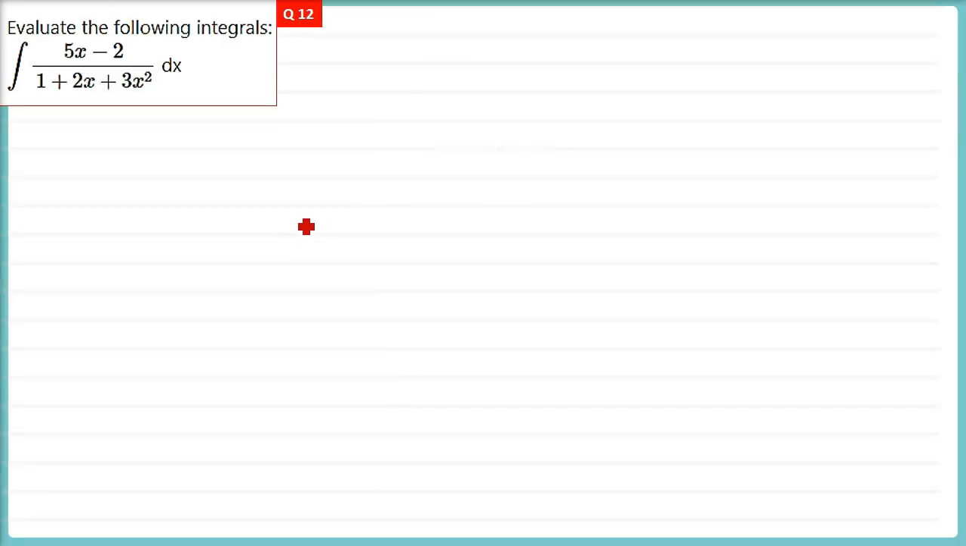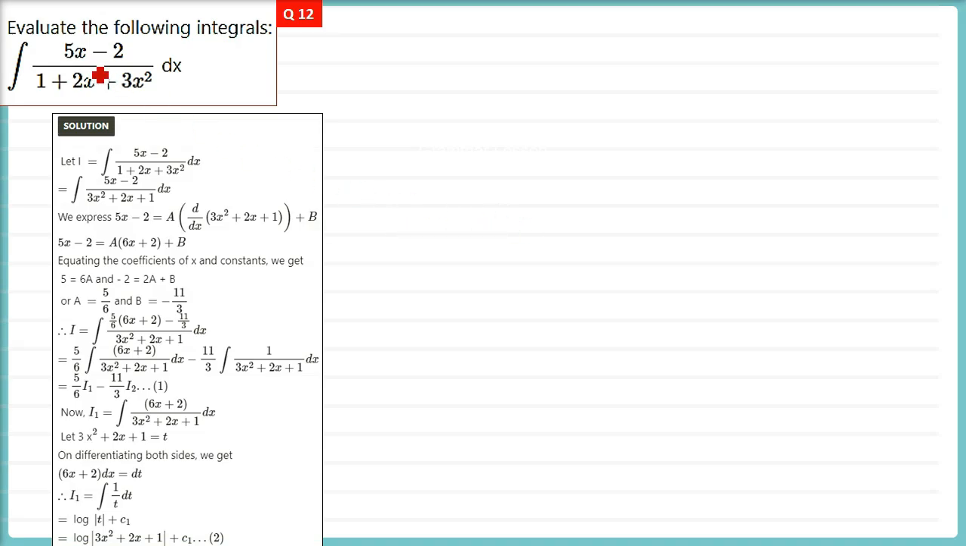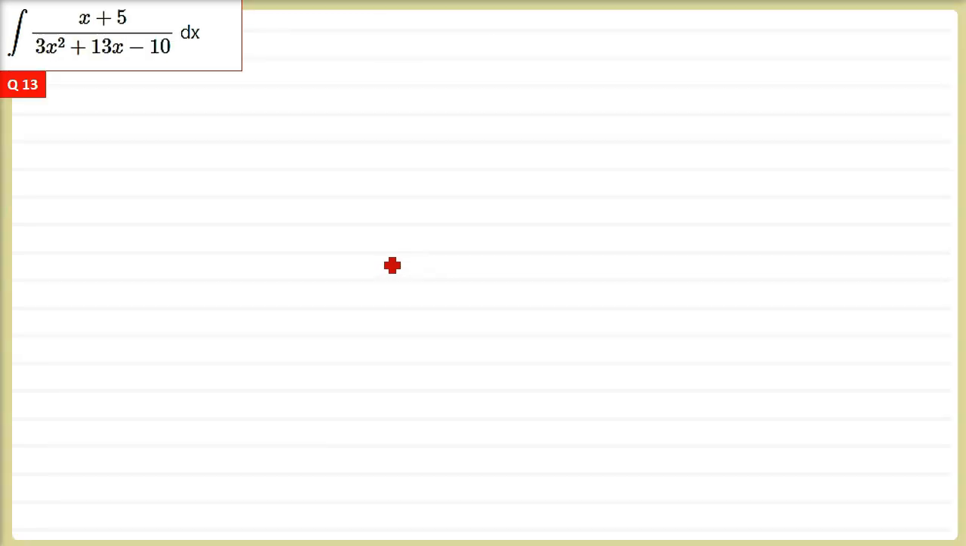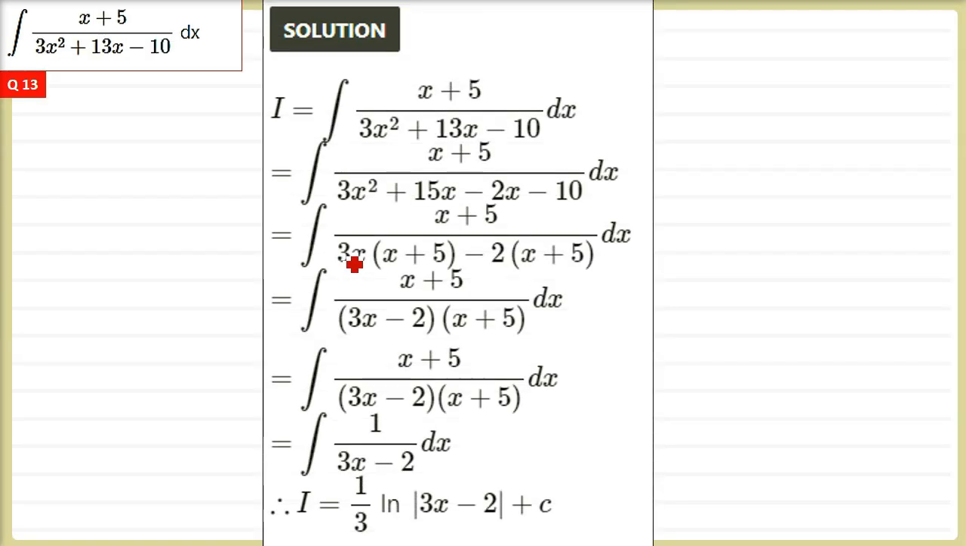Same here, 5x minus 2, you can also do this because we are on the 12th question. So we have completed 5-6 questions like this. I have properly solved them for you, so you can just refer to it here and try to solve it. Any problem you can just comment. Same thing here, there is no change here.